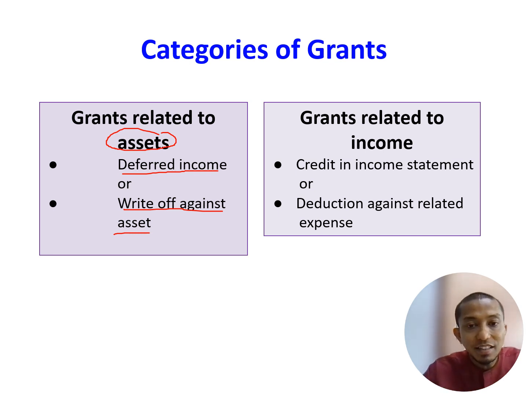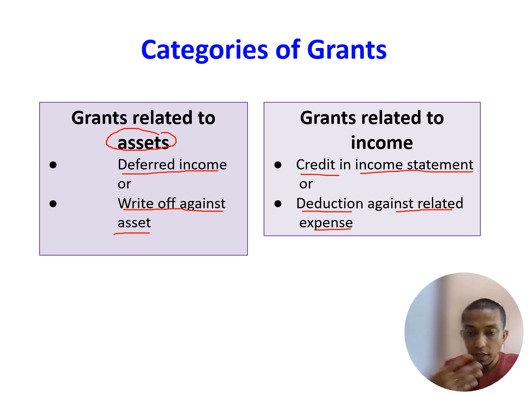If it is grant related to income, this one is easy. We credit straight away to income statement, or we deduct against the related expenses. For example, I want to clean a polluted river, and I need, let's say, 100,000. That 100,000 is expenses, right? I need to spend 100,000 in order to clean the polluted river. Government gives me grant, let's say 50,000.